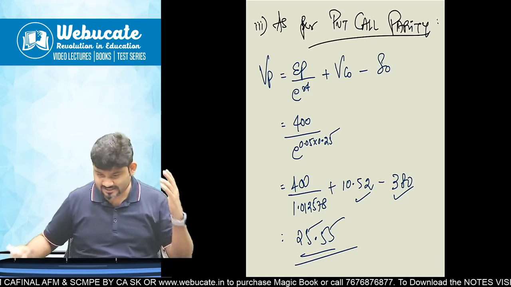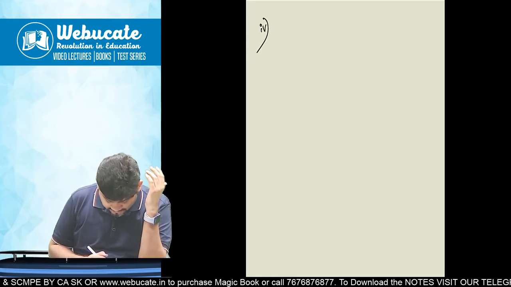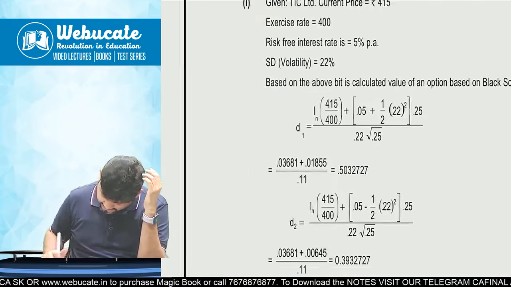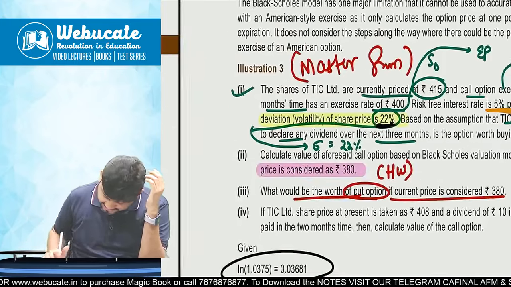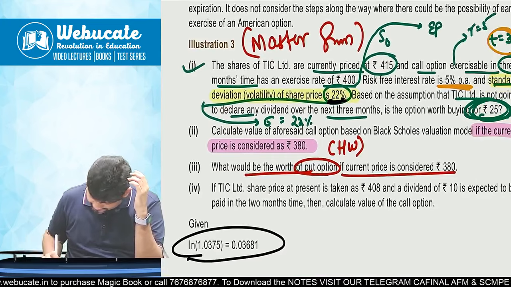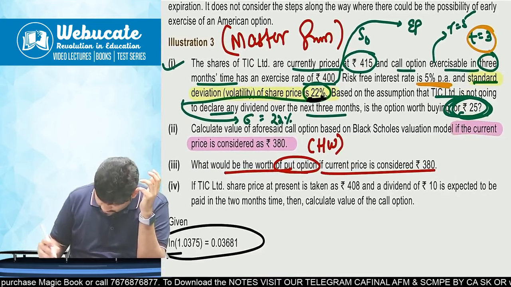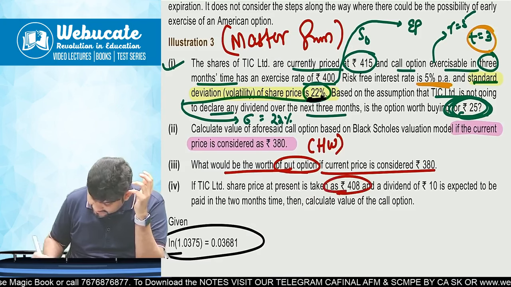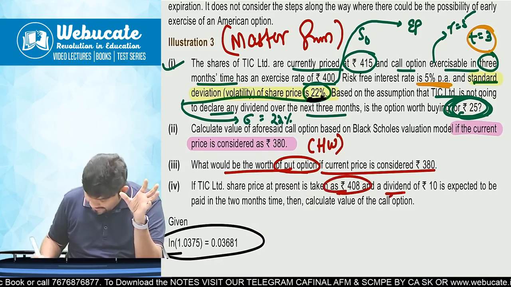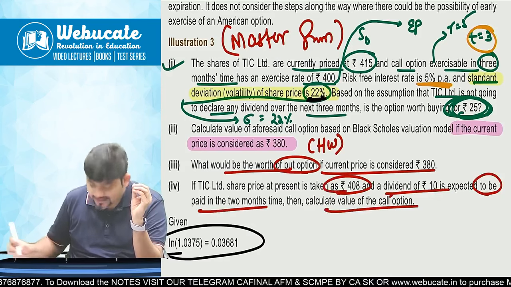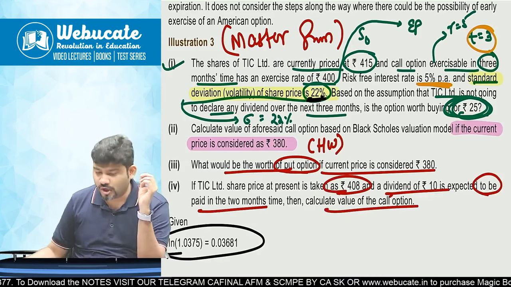Done, guys. So with this, the third part of the question is also completed. And now we go to the last part of the question, the fourth part, and that is based on the dividend part. If share price at present is taken as 408 and dividend of 10 is expected to be paid in 2 months' time, calculate the value of call option.